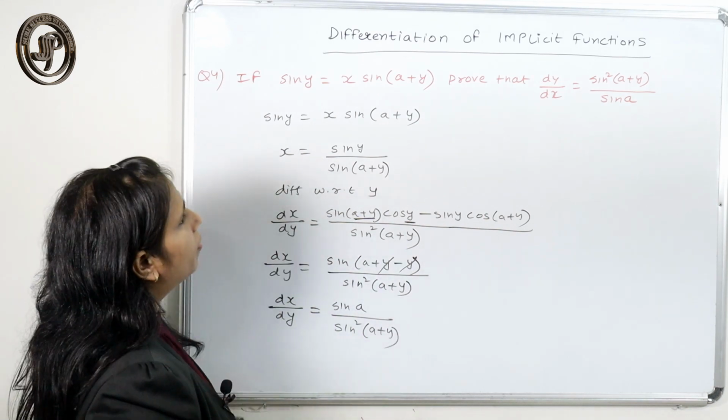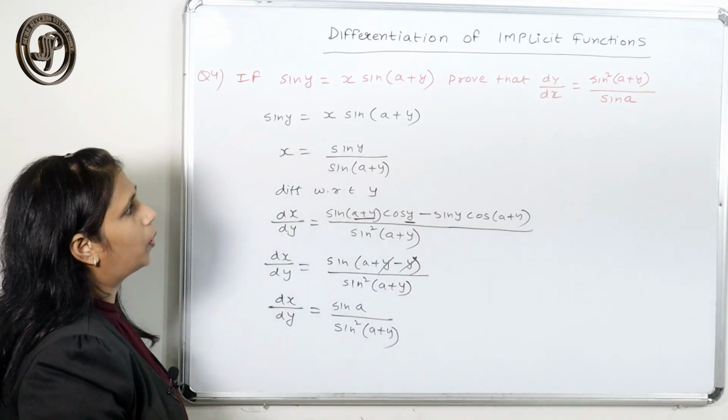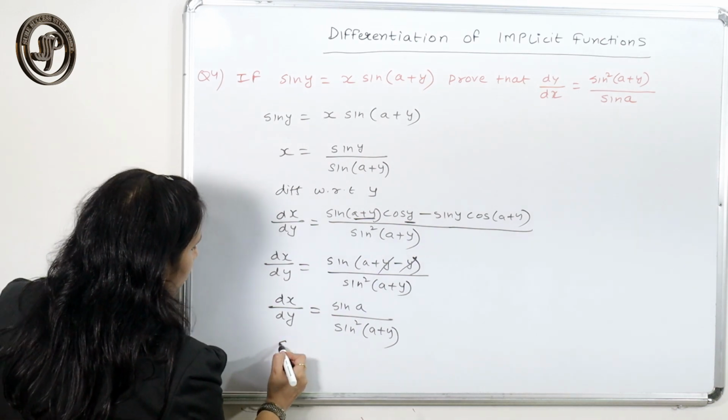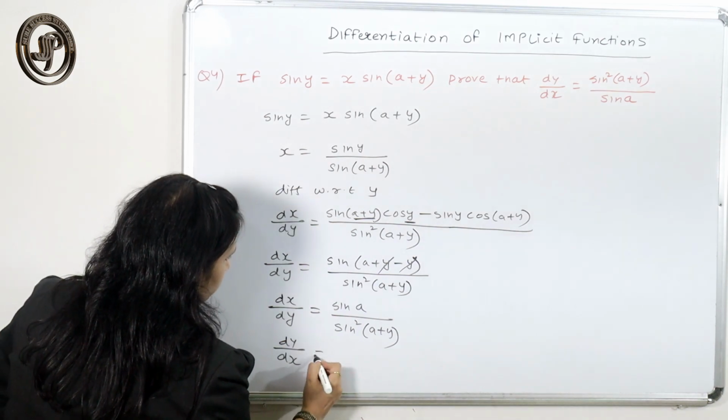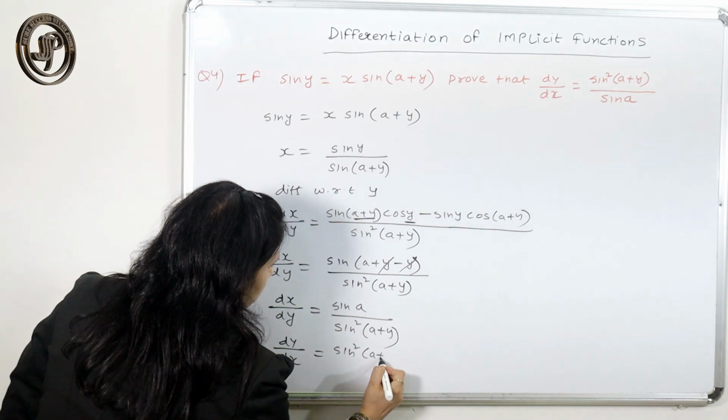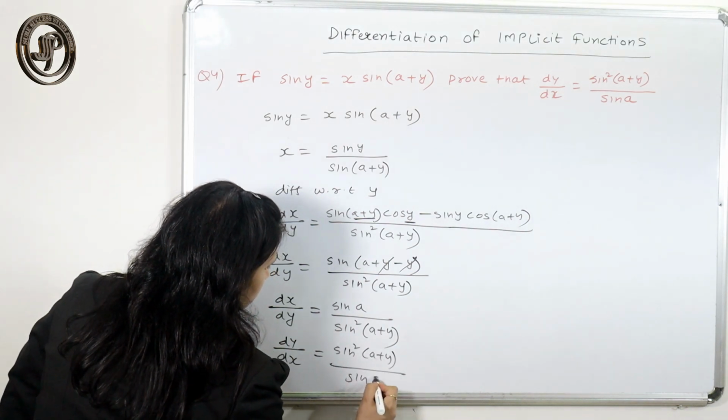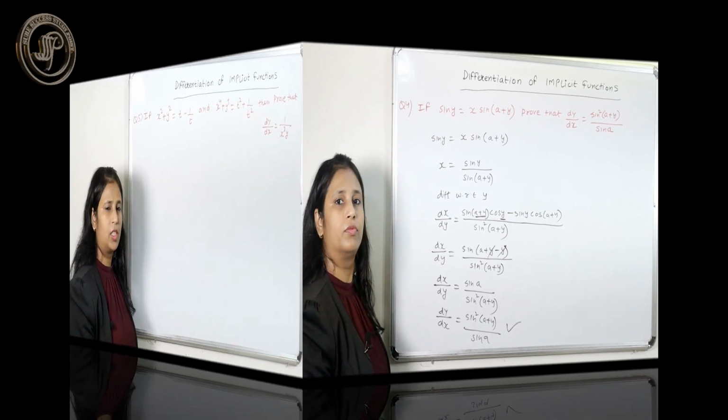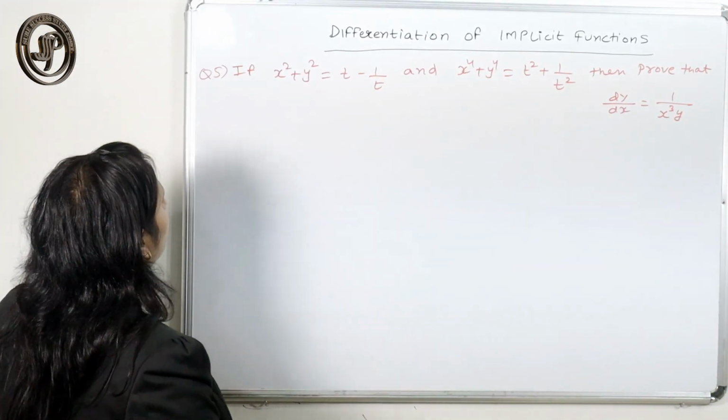Now I have to prove dy by dx as sine square (a plus y) upon sine a. So what I do is just take the reciprocal of this. So this is what I needed to prove. Here is one more important question.